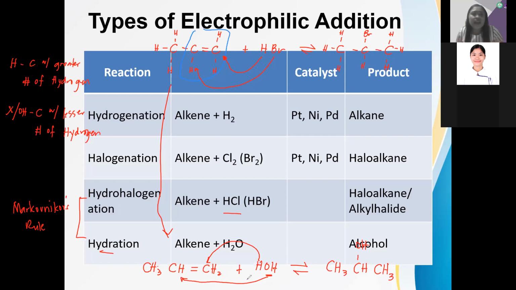Okay, that's the 4 types of electrophilic addition na pwedeng mangyari with the alkenes. Again, alkenes are nucleophiles. So they are attracted to electrophiles. Questions, class, or clarification? Meron bang part dyan na hindi naintindihan?